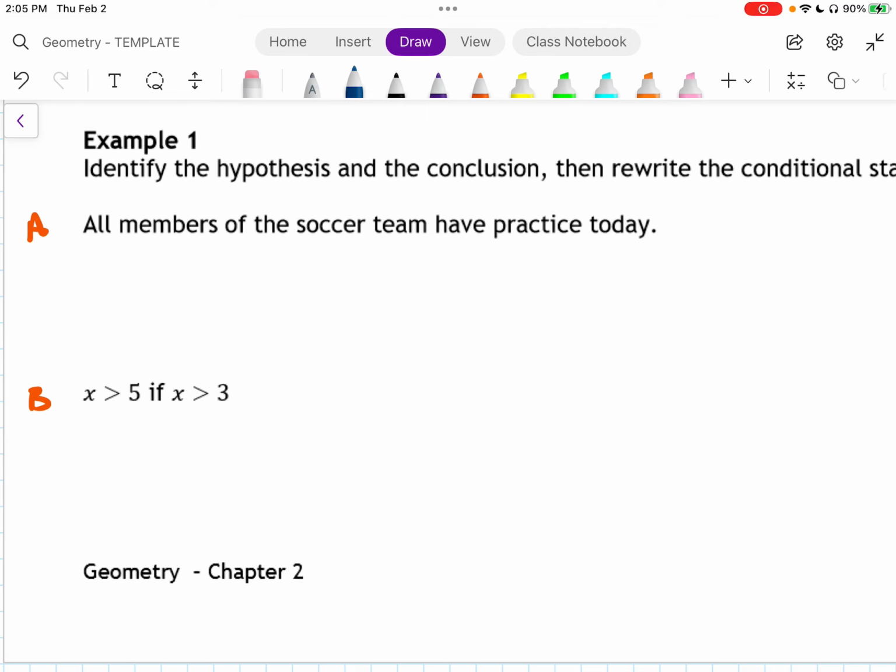So we have this, have practice today. That's kind of like what happens. Right here we have the statement, like, if someone is a member of the soccer team. So this would be our hypothesis. This would be our conclusion.